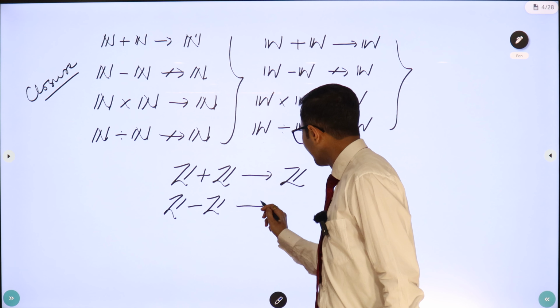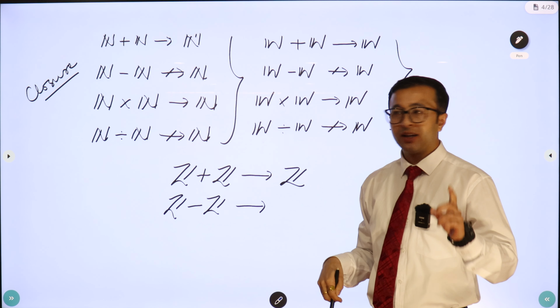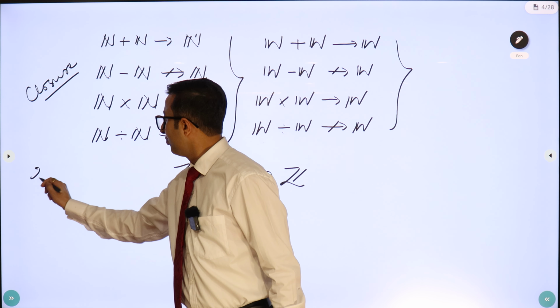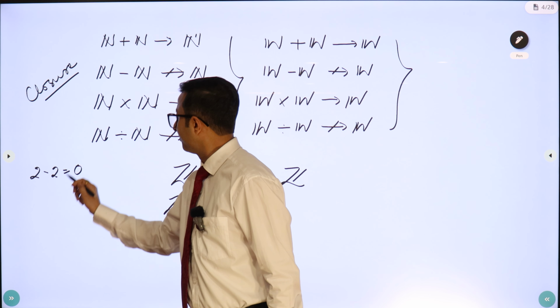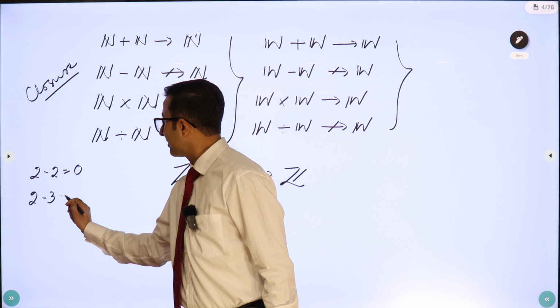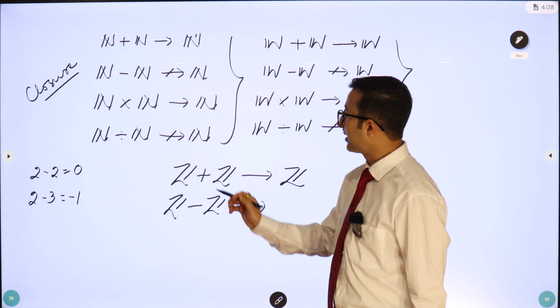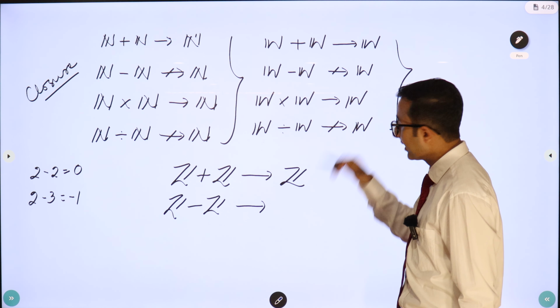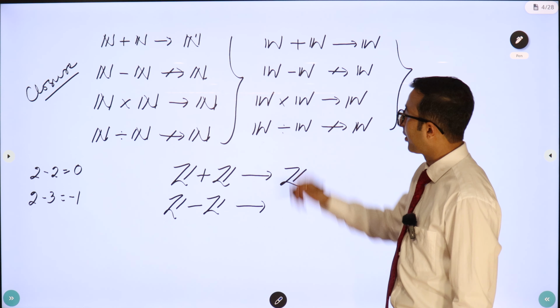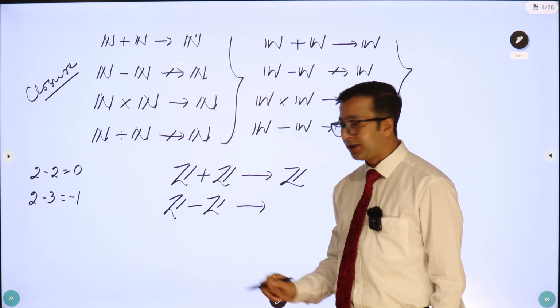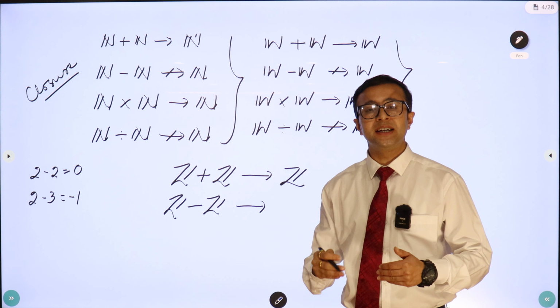Integer minus integer. Previously we have seen examples just like this: 2 minus 2 is equal to 0, 2 minus 3 is equal to minus 1. These are the examples that we checked there in the set of the natural numbers as well as in the set of the whole numbers. So we got this information. Now to check this subtraction of two integers, whether we are going to get an integer or not.